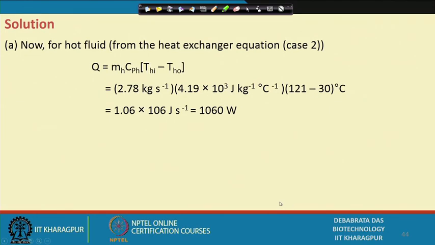Then we have the equation. What is the equation we have? Q equal to, we shall have to find out the rate of heat transfer. So, we have m_H Cp_H (Thi minus Tho). So, we can easily find out how much heat is given by the hot fluid, that you can calculate.